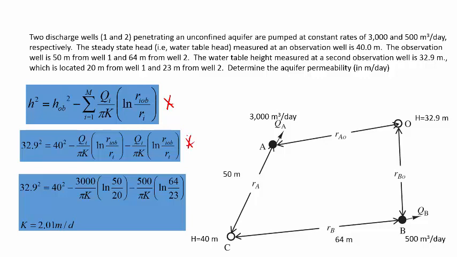So you have two discharge wells, 1 and 2, penetrating an unconfined aquifer that are pumped at constant rates of 3,500. The steady state head measured at an observation well is 40 meters. And this observation well is located 50 meters from well 1 and 64 meters from well 2. The water table measured at the second observation well is 32.9, and this well is located at a distance of 20 meters from well 1 and 23 meters from well 2.